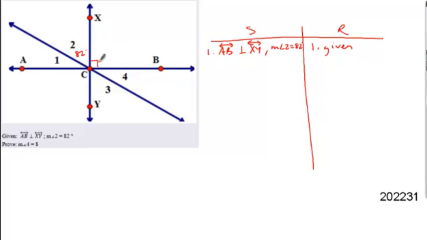All right, so if I label what I have, I'm told that AB and XY are perpendicular to each other, and then I'm told that the measure of angle 2 is equal to 82 degrees. Okay, so there's my given information. My end state needs to be angle 4 is equal to 8. So I'm actually solving for the angles.